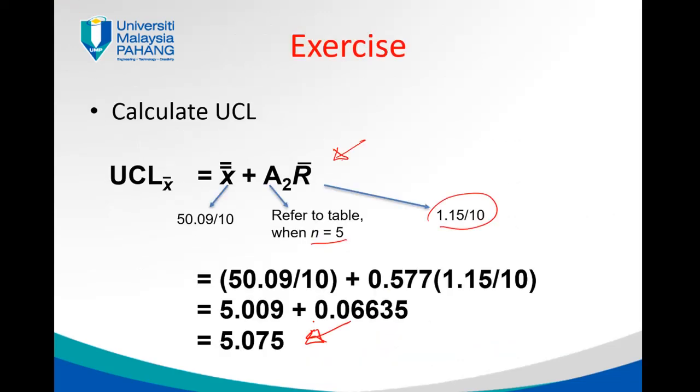If we can calculate UCL, we also can calculate the lower control limit: x double bar minus A2 times R bar.